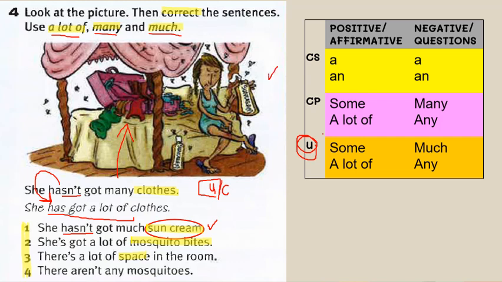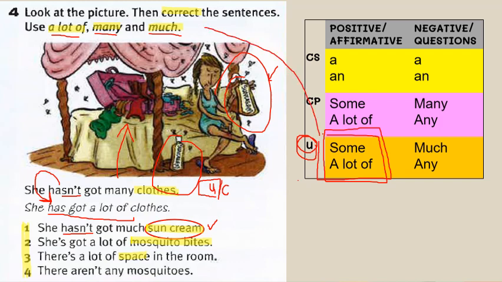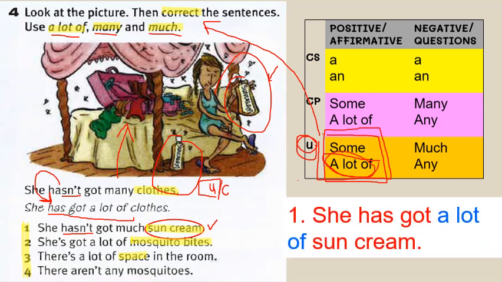Okay, ya ke tak ada banyak? Banyak ni dia punya sun cream ni. Okay, that's a lot. Banyak gila. Okay, so the correct answer is hasn't you tukar jadi has. Okay, so positive sentence sama juga. Jawapan dia akan jadi some or a lot of. Okay, again, make sure you check the instruction tadi. Arahan dia. A lot of, many, much. So the answer is a lot of lah. She has got a lot of sun cream. Okay, so that's for exercise 4.